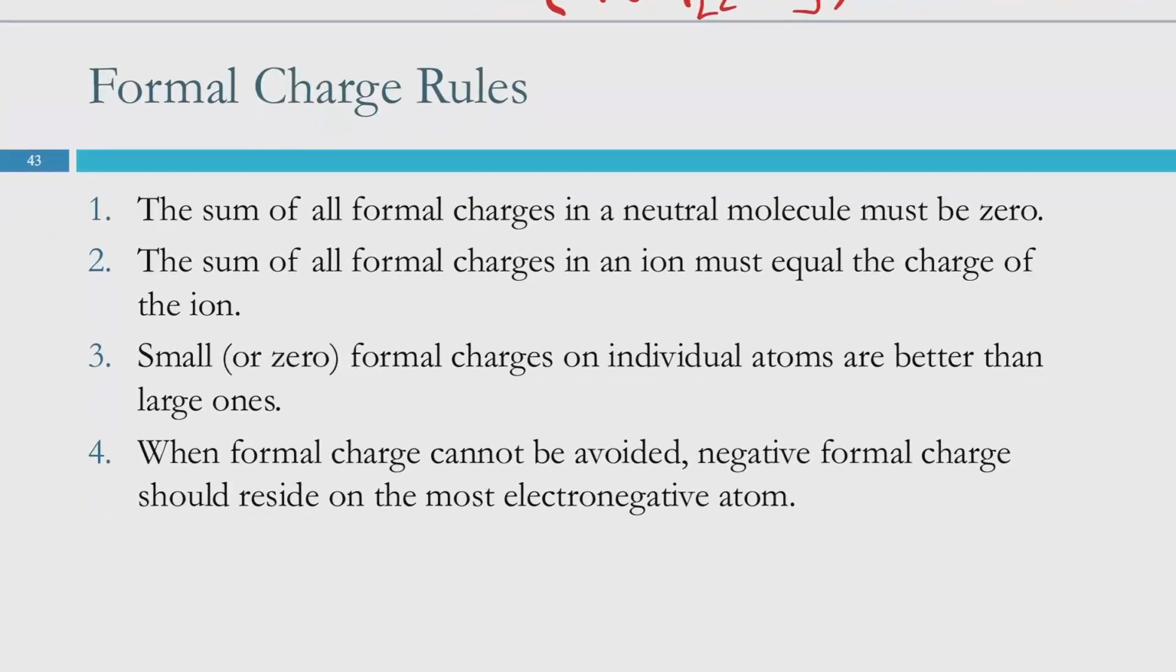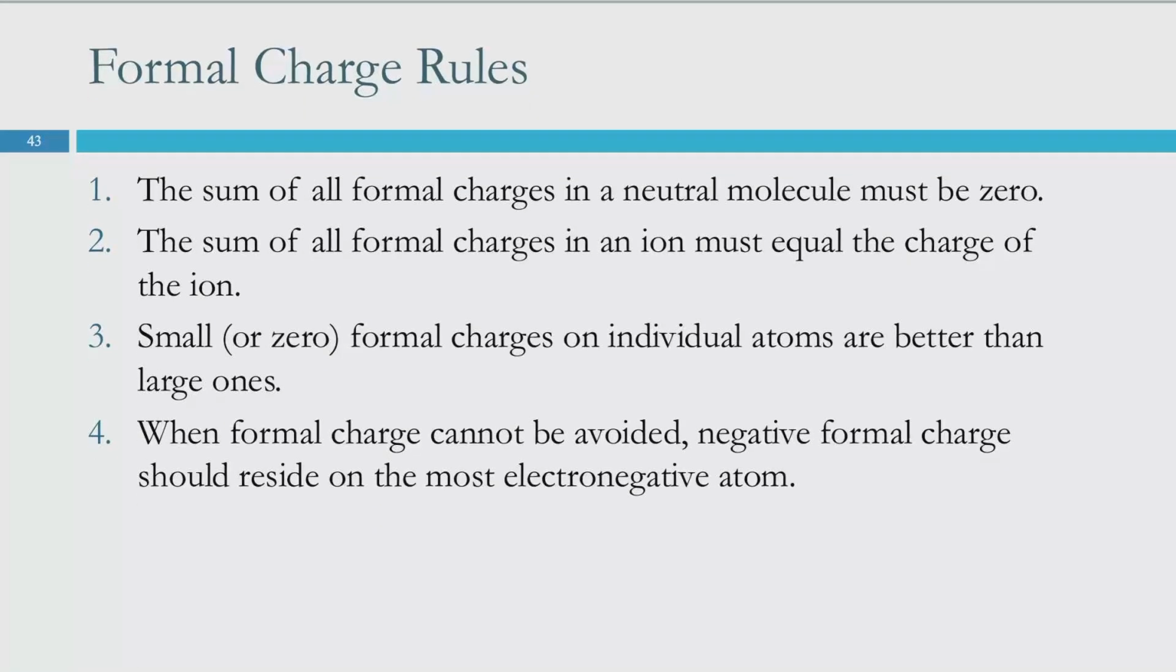And the rules, because of course there's rules, this is chemistry, got to make it more complicated. The rule is that the sum of all formal charges in a neutral molecule must be 0. The sum of all formal charges in an ion must equal the charge of the ion. So if we have a neutral molecule, we can have a +1 formal charge and a -1 formal charge as long as they cancel out overall to 0.